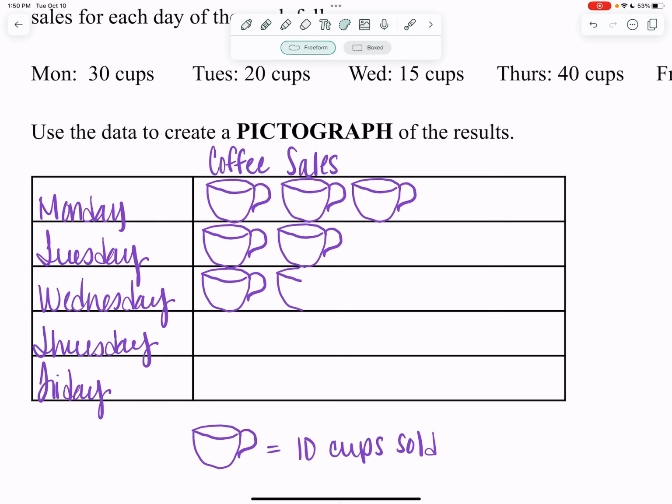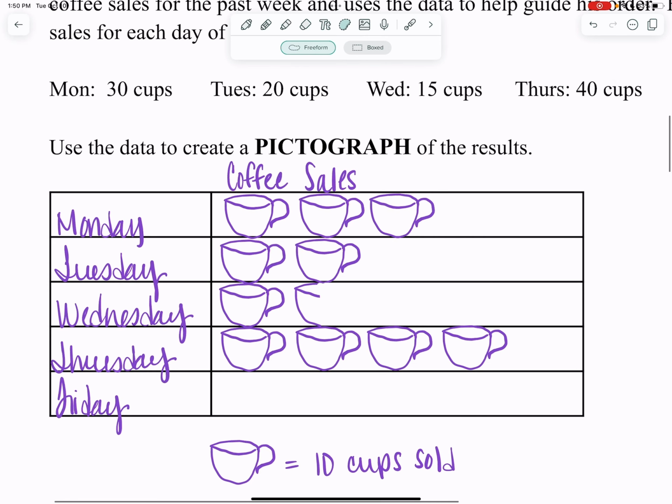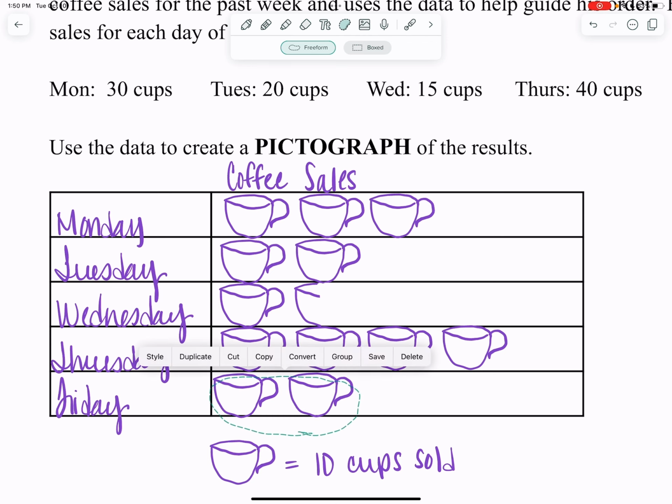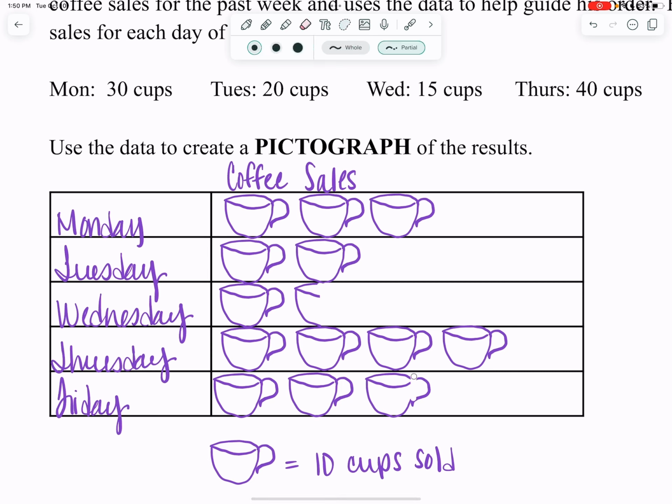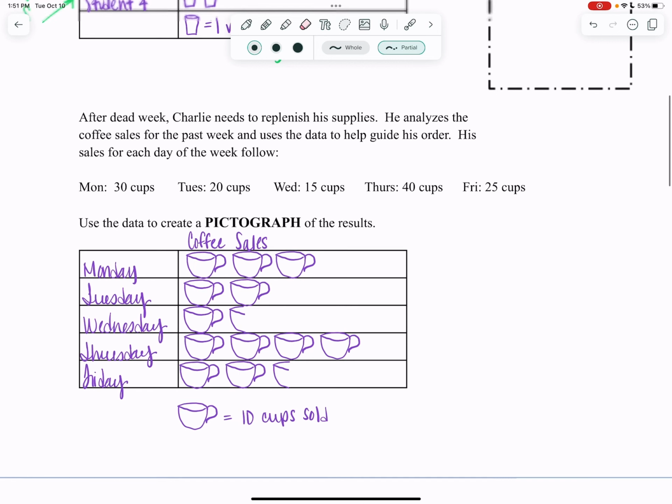Thursday was 40. And Friday was 25. So here's 20. And I want half of that last one to make it 25. So there we go. We have all of the same parts. We have a key, we have symbols, we have a title, we have labels, we have all of the things.